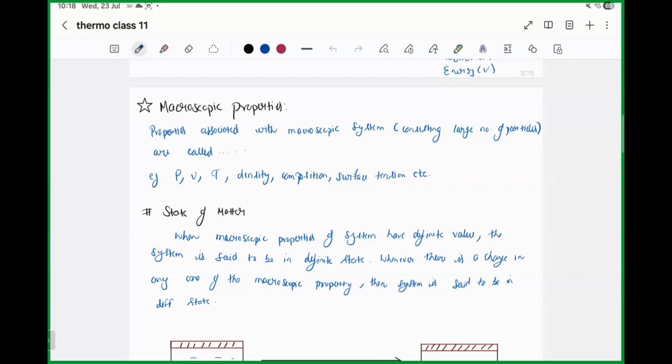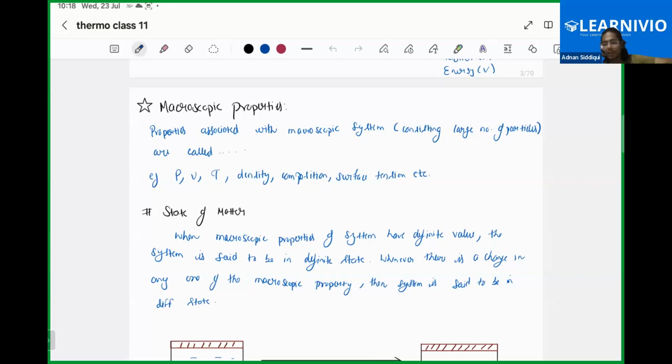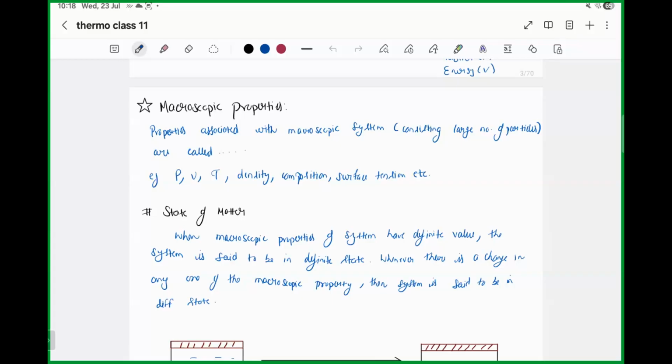Macroscopic properties are the things that we can see with our own naked eyes. In terms of properties, it can be seen. There is a volume, there are measurements, like meters.